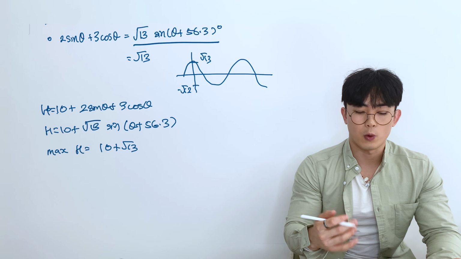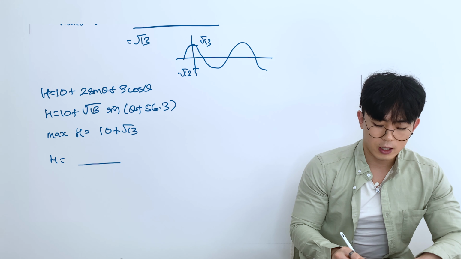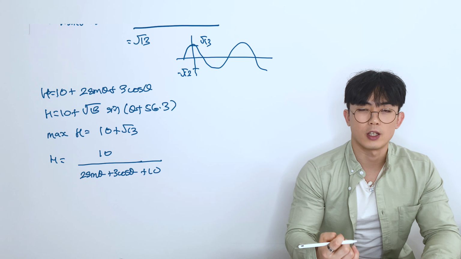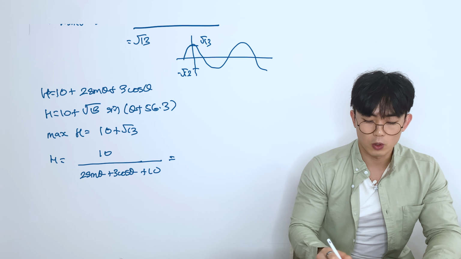But h might be quite a weird variable. So h might be, for example, let's say 10 over 2 sine theta plus 3 cos theta, plus 10. Okay, so they're now asking us, what's the max of h? But h is a fraction, right? So for h to be as big as possible, we want the denominator to be as small as possible. So in this case, what we're trying to find is actually the smallest value of 2 sine theta plus 3 cos theta, not the maximum, right? Because we want the max of h overall. And the smallest would be when it's equal to minus root 13. Okay, so the max h would be when it's 10 over minus root 13, plus 10.